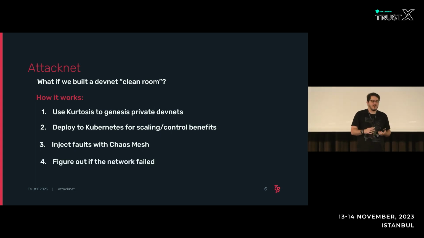And then once we inject these faults and the faults go away, we have to figure out if the network failed. So did it lose finality? Are there nodes that are unrecoverable that aren't syncing? Did any nodes get knocked offline? All kinds of different bad things that could happen in the network.